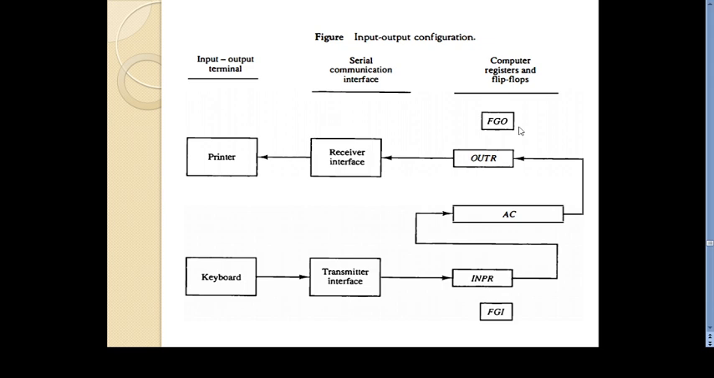Next, this is how we give the information from the keyboard to INPR, then FGI is set to 1. Then when the information is transmitted to the accumulator, FGI is set to 0. Then when the accumulator has given data to the output register, FGO is set to 0. Then the output register gives data through the receiver interface to the printer, and again FGO is set to 1. So this is how this input-output configuration works.